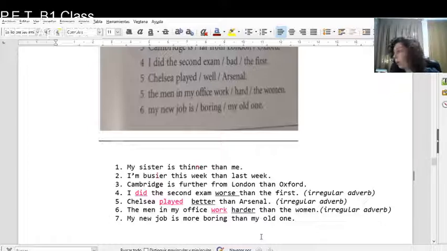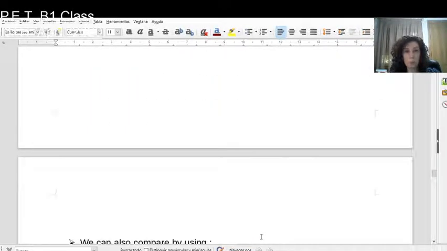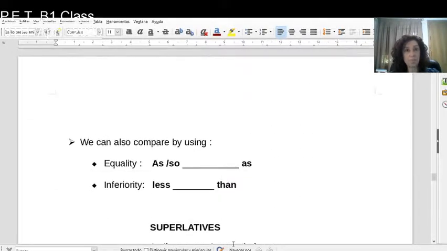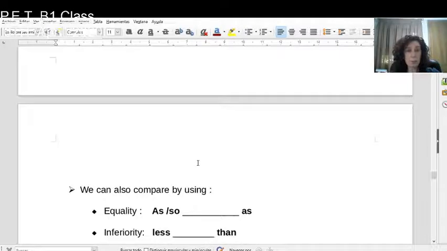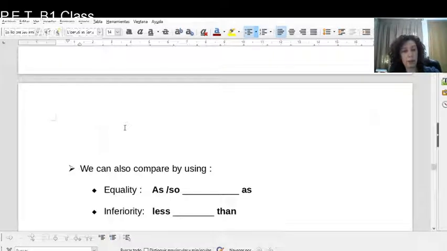Well, how was it? I hope you did it well and you understood it perfectly. So, what do you have to do for next Wednesday? Oh no, sorry, I have more explanation just in case. Not only do we compare using superiority, which we have explained, with "more than" or "bigger than", we can also compare by using equality.